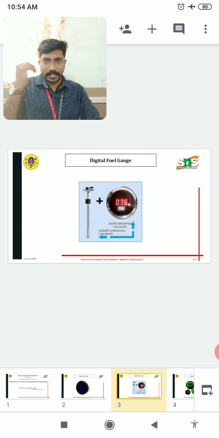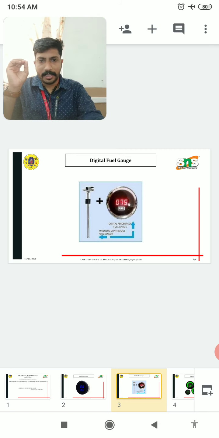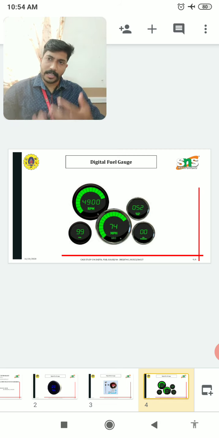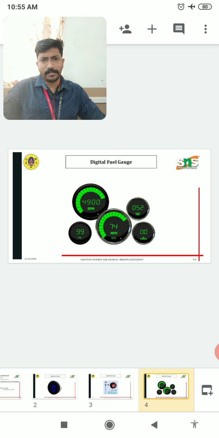The main advantage of a digital fuel indicator is that it can show the exact amount of fuel being used. This is the major advantage when compared to the traditional fuel gauges being used. Now in most automotive devices, this digital gauge has been used. It has found its own market. It has found its own value.